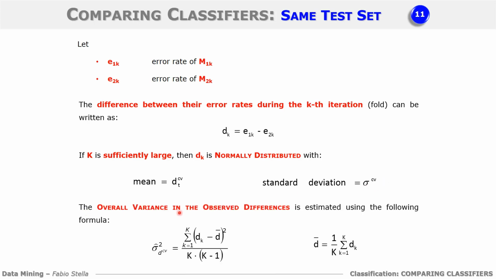Then the overall variance in the observed differences can be estimated using the following formula. Sigma dCV squared hat is equal to the summation, which ranges over all folds, of dk minus d bar, squared, divided by capital K times K minus 1, where d bar is equal to 1 divided by capital K times the summation of dk ranging across all folds of the k-folds cross-validation.